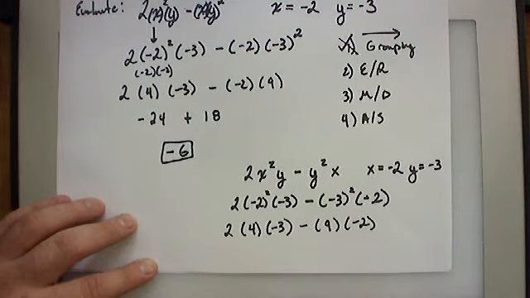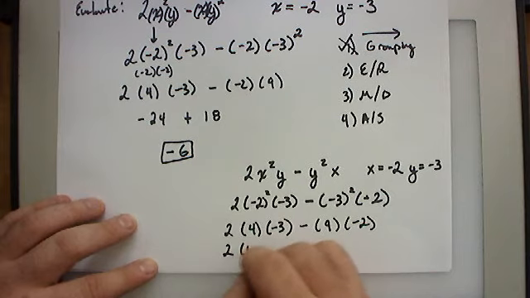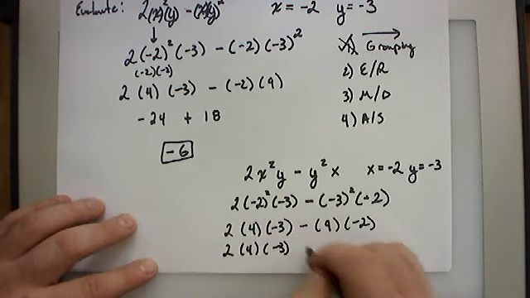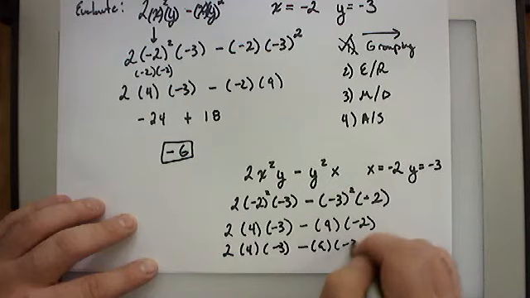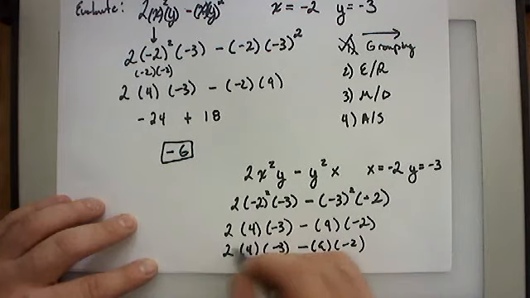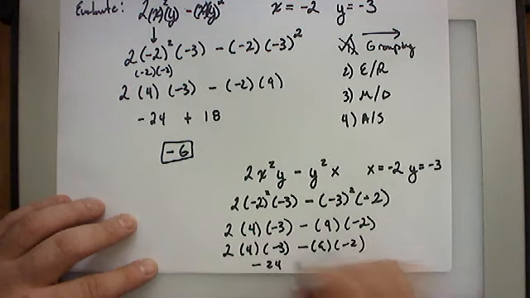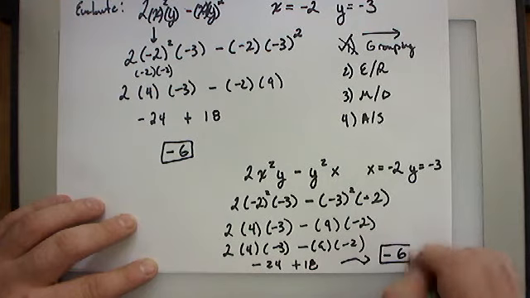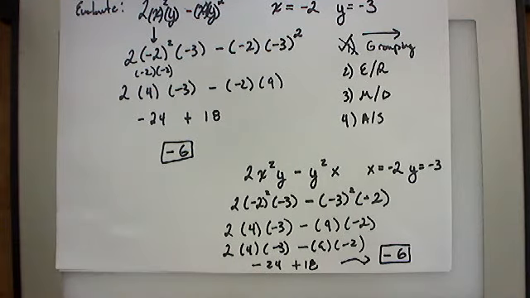So be careful. Here we'd have 2 times 4 times -3 minus 9 times -2. So that's going to be 8 times -3. That's -24. -9 and -2 is positive 18. So this one works out to be the same answer simply just by coincidence. Okay. But my point to you is the same thing.